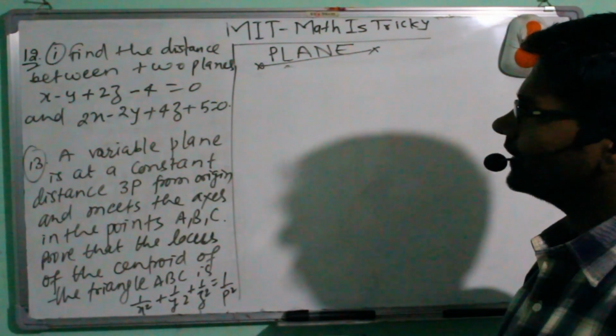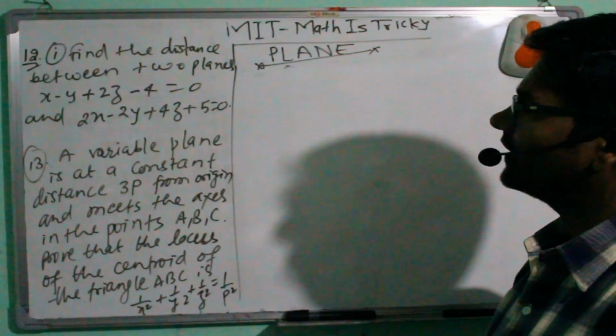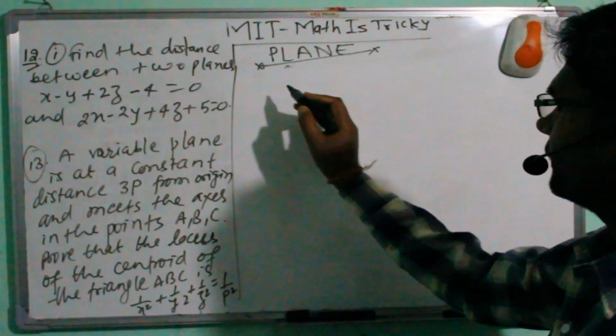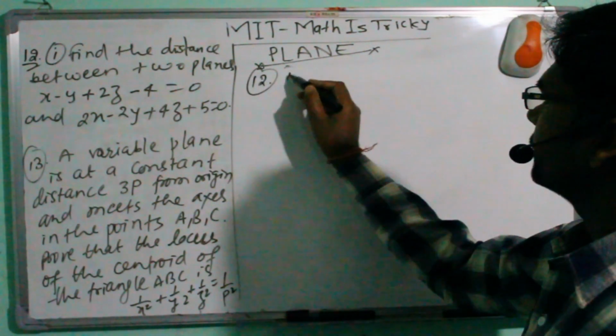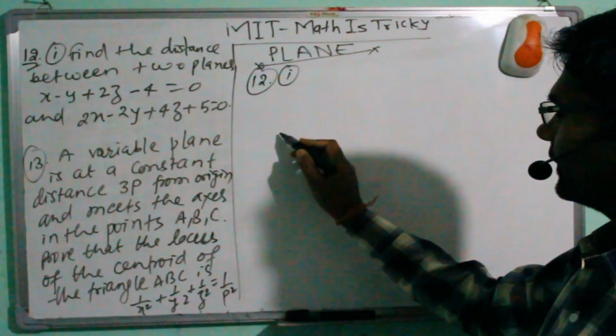Question number 12.1. Here, find the distance between two parallel planes given here. So let me solve this first. To solve this, we need to use this formula.